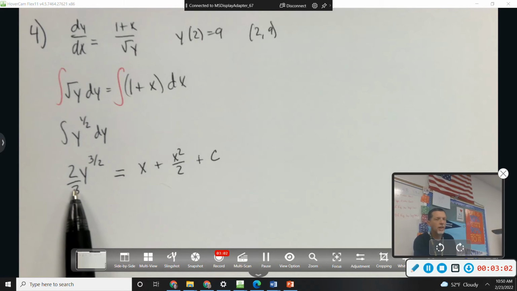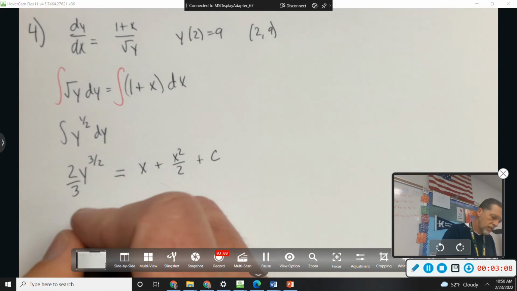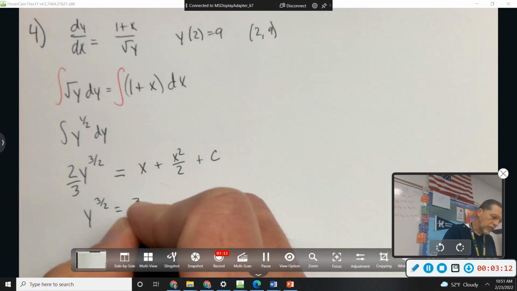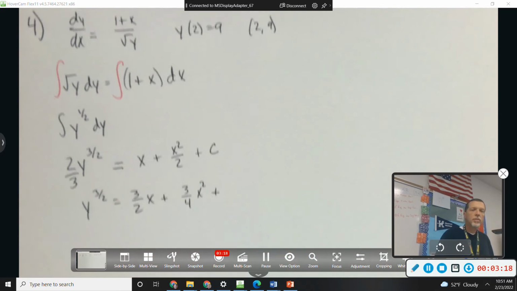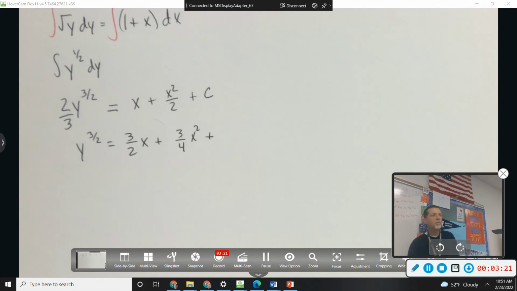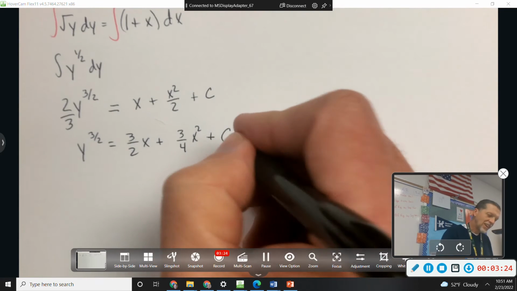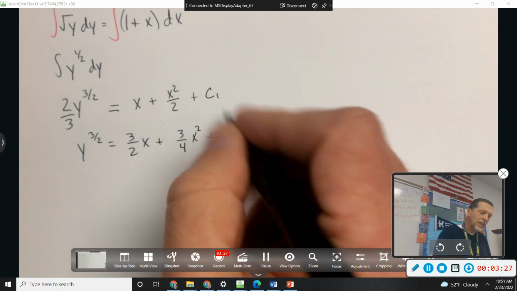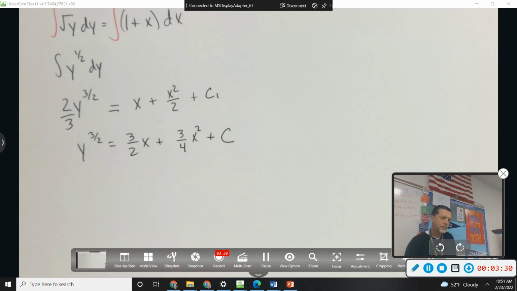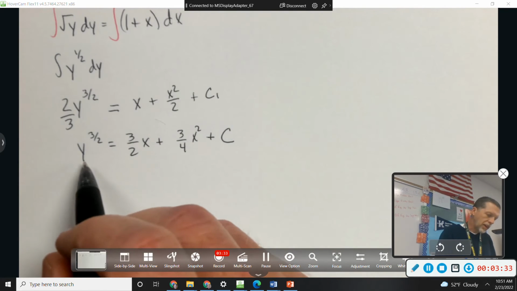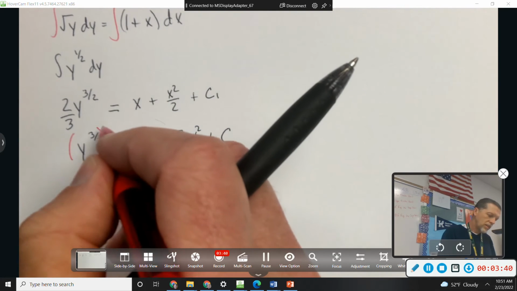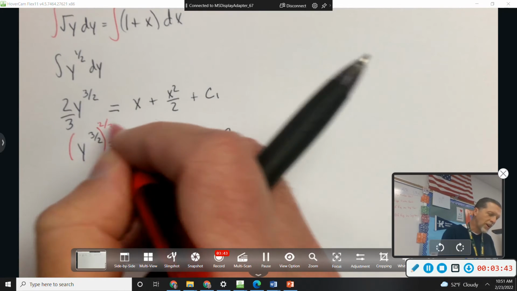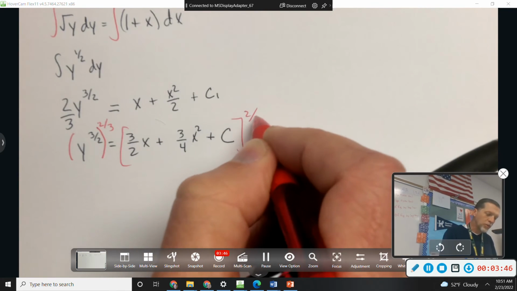So let's solve this for y. So I want to multiply through by 3/2. So y to the 3/2 equals 3/2 x plus 3/4 x squared plus, what's 3/2 times c? C. Just c. Again, that's a different c now, so be careful. And then how do I fix the power of 3/2? Cube root squared, or we could just say 2/3, which is cube root squared. You're right.